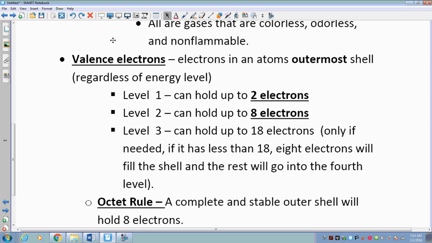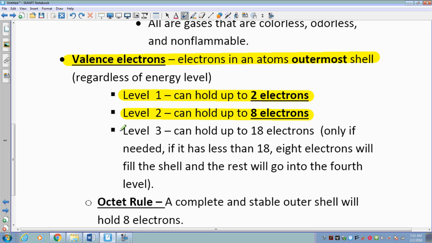Now, valence electrons, we talked about this. This is going to be crucial. I'm bringing it up again because it is that important. Valence electrons are electrons in the outermost shell. The way the electron configuration works, it'll get more complicated when you get into various s orbitals and p orbitals. I'm not going to get into that right now. You'll do that in chemistry. But level 1, for our purposes, can hold 2 electrons. You can't go to the next level until you fill up that first level. Level 2 can hold up to 8 electrons.